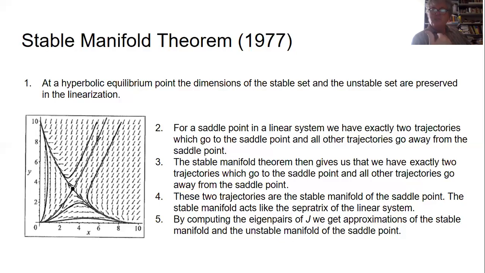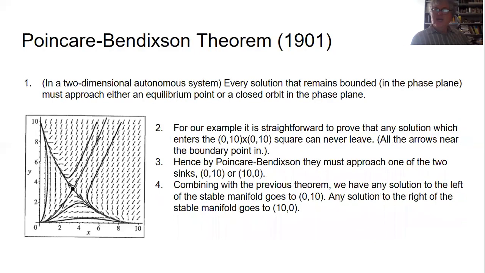And then corresponding to the positive eigenvalue, you get the unstable manifold. And so here in the picture you see the stable manifold and the unstable manifold. So these are the trajectories. There's two trajectories that come into the saddle point and two trajectories that come out. Okay. And it seems like everything to the left of the stable manifold is going towards one direction. It looks like it's going towards the point 0, 10. And everything to the right of the stable manifold, it looks like it's going to 10, 0. We kind of need another theorem to actually prove that.